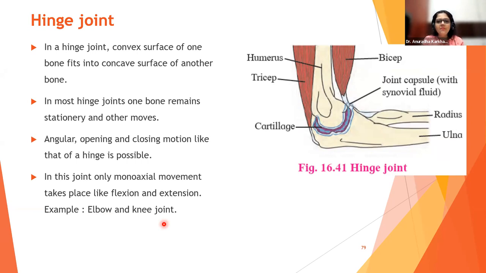Is it possible? Two legs like this, one up and one forward, is that possible? Never. Right? So please remember about the hinge joint. Very important. So pivot joint, ball and socket joint, hinge joint. Three examples we have seen of synovial joints or freely movable joints till now.